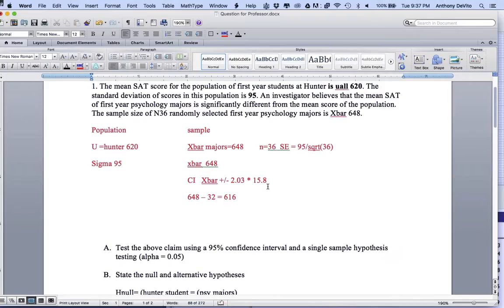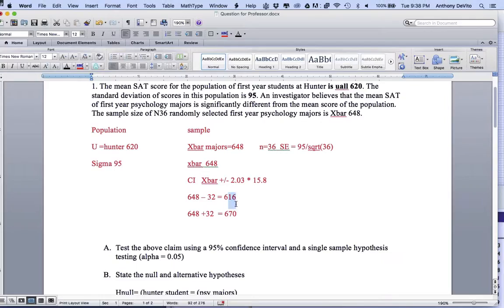And if I go the other direction, 648 plus 32 is equal to 680. So I'm 95% certain that the true mean for the population of psych majors is between 616 and 680. That's my 95% confidence interval.